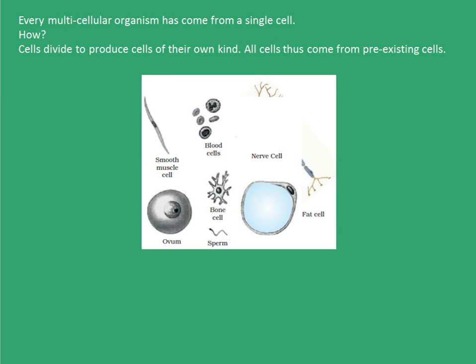Every multicellular organism has come from a single cell. Now how can we say that? Cells divide to produce cells of their own kind. All cells thus come from pre-existing cells. Some examples of cells are the smooth muscle cells, the blood cells, nerve cells, fat cells, the reproductive cells, the sperm and ovum, and the bone cell, shown in this picture.